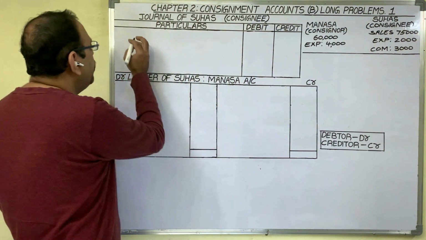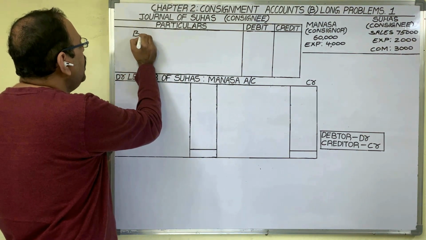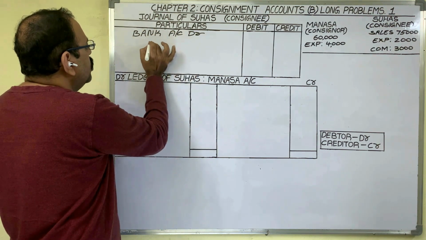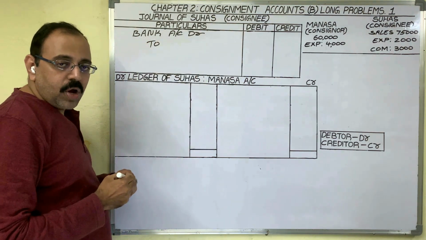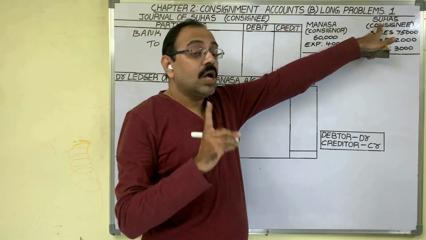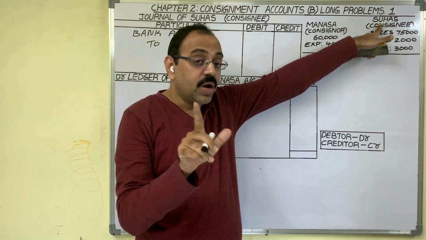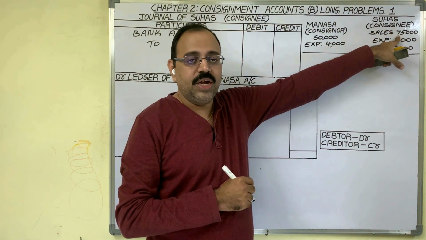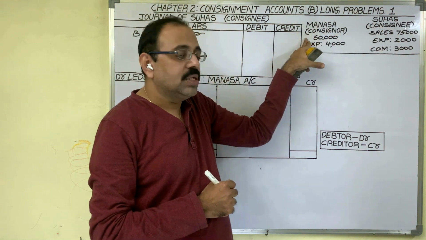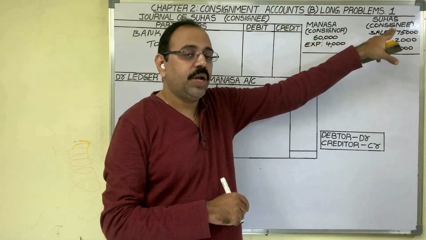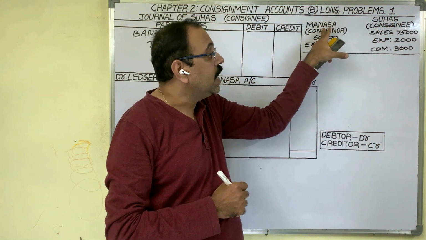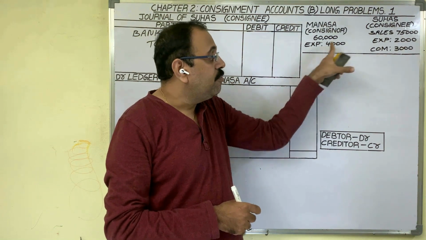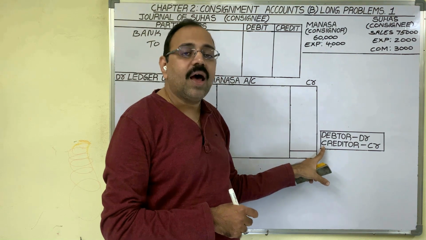Then which account is to be debited while writing the sales entry? Bank account debit. Don't write sales account, because this is not Suhas's sale. For Suhas, this sale is not an income. His income is commission, no. There is a sales amount of 75,000. He should return it to Manasa. So think from Suhas's point of view, he is liable to Manasa for 75,000 rupees. Therefore, to Suhas, Manasa becomes a creditor.